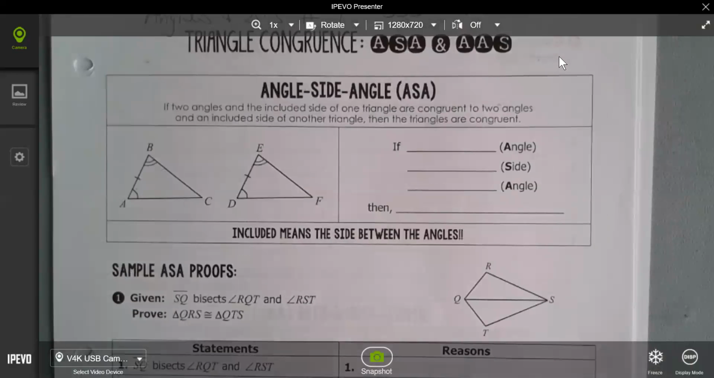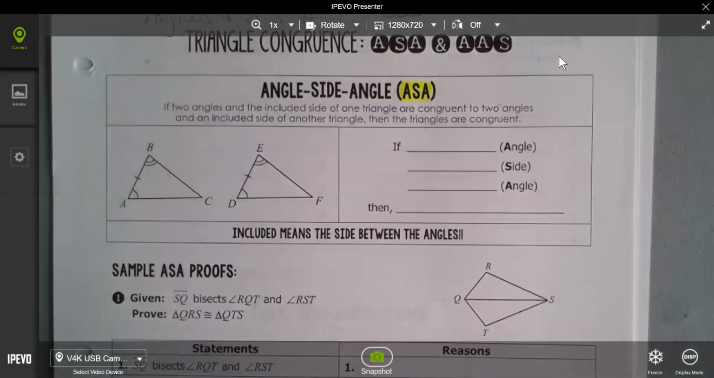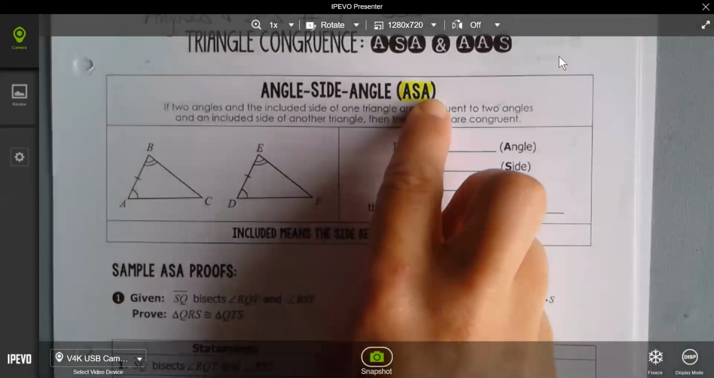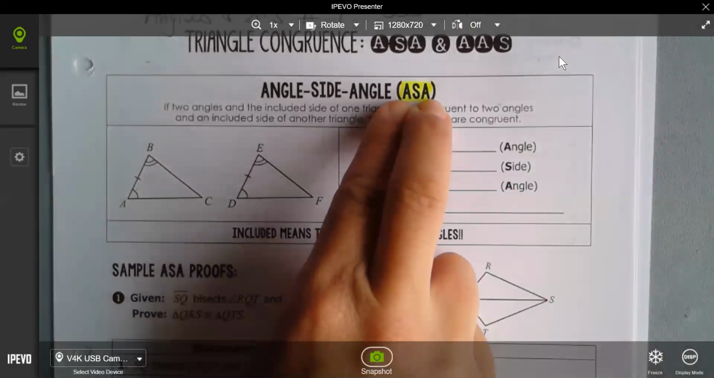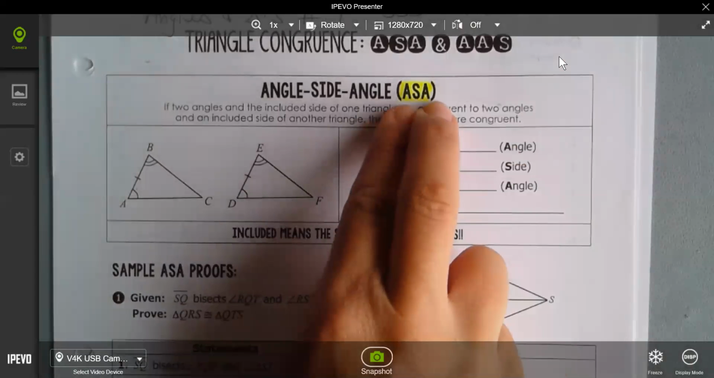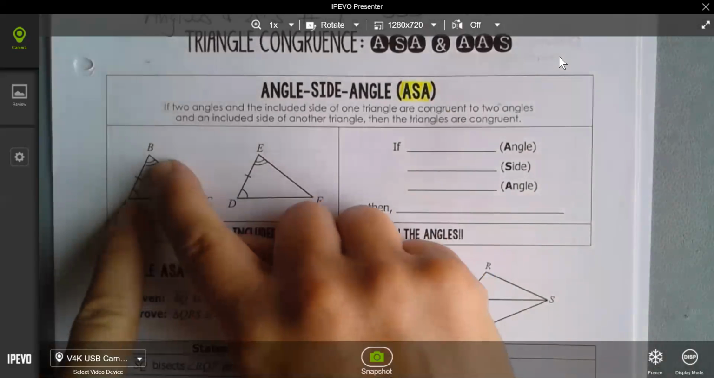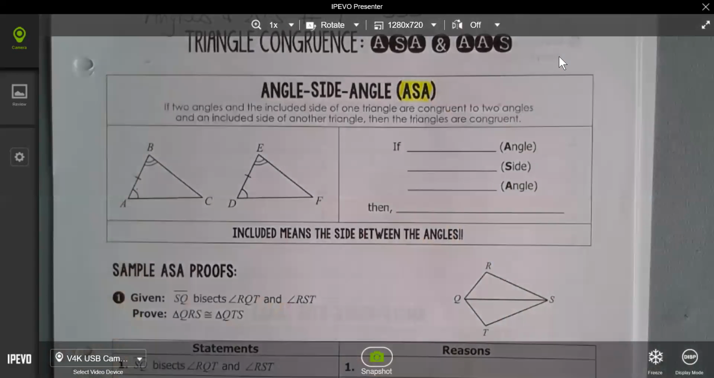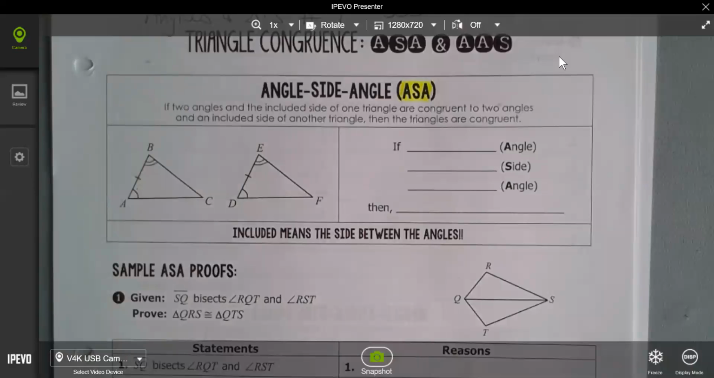So the next one is angle, side, angle. And just like side, angle, side, where the angle had to be sandwiched in between the 2 sides, this time the side has to be sandwiched in between the 2 angles. So you can see in my diagram here, I have 2 angles right in a row, and it's the side in between. 2 angles in a row, and it's the side in between.